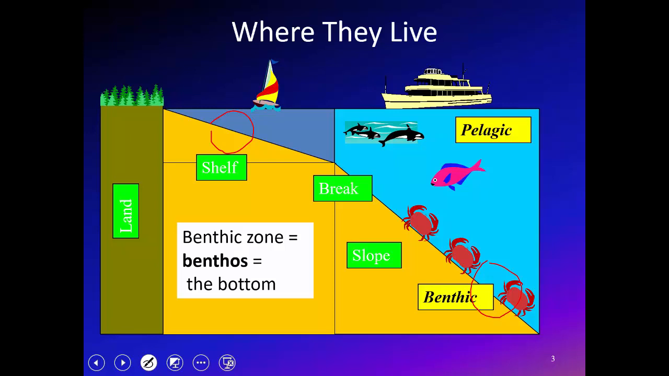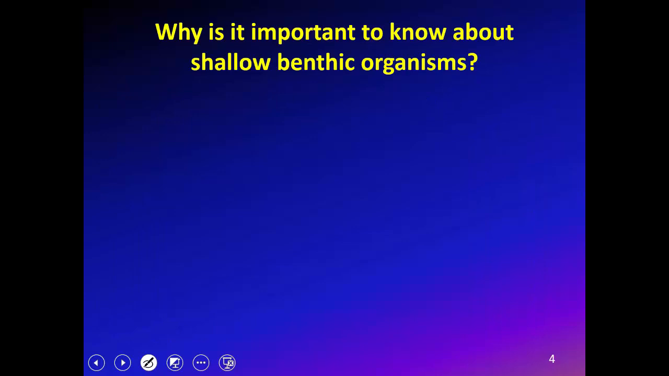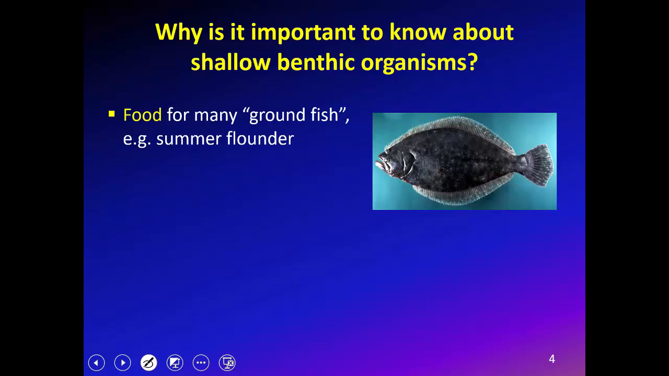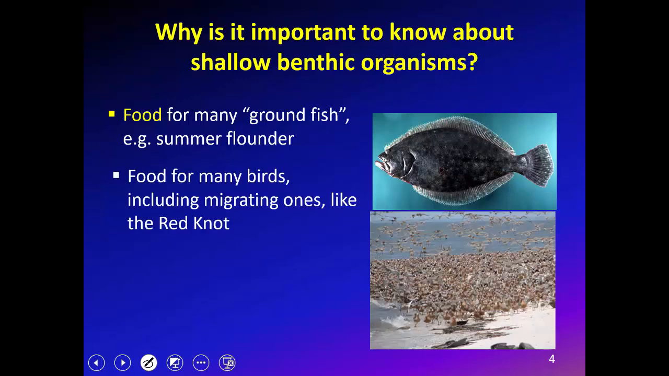I'll go back and forth between talking about benthic zones and the benthos. Benthos, of course, being the noun, meaning the same thing as benthic zone. So why should we know about these organisms and this environment? Lots of reasons. One is, if you didn't care about invertebrates themselves, we're going to be focusing mainly on invertebrates today. They are food for organisms that you may care about, that is fish, in particular ground fish that feed off of these organisms.